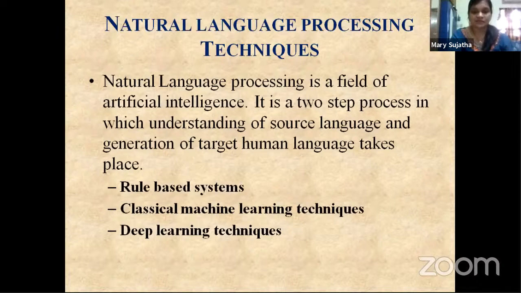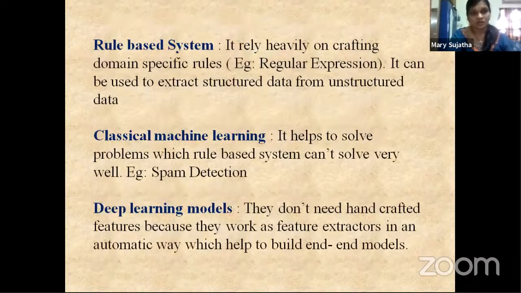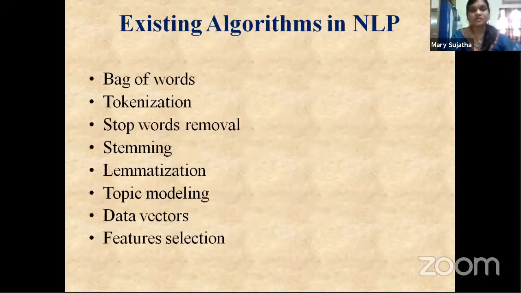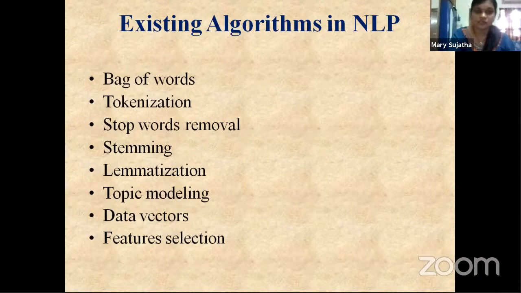So based on this classification, the existing algorithms in natural language processing are these things like bag of words, tokenization, stop words removal, stemming, lemmatization, topic modeling, data vectors, feature selection. So all these are the different algorithms which are already available. I don't want to discuss all these things, but what I would like to tell you here is these are the different algorithms based on which we are making the translation process as of now.